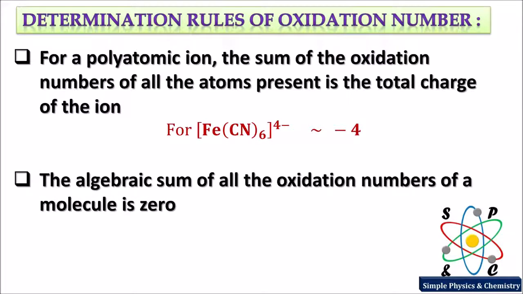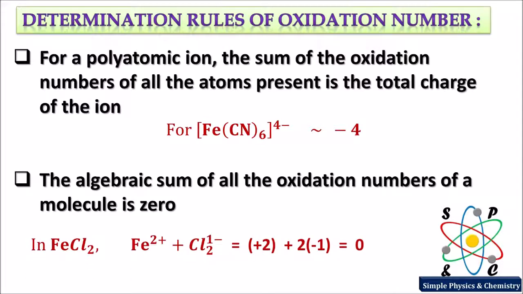Going to the next, the algebraic sum of all the oxidation numbers of a molecule is 0. For a molecule, they are neutral, and if you sum up all the oxidation numbers, for iron chloride you can see that iron has +2, chlorine has -1, but there are 2 atoms, so as a total it will be 0.